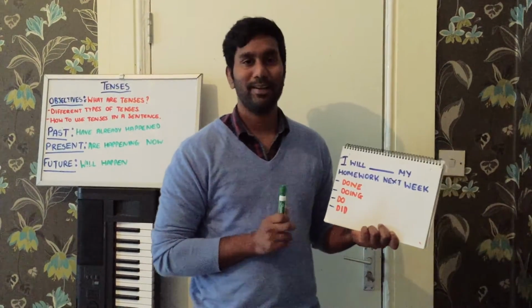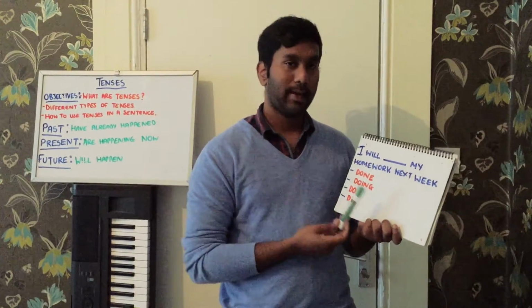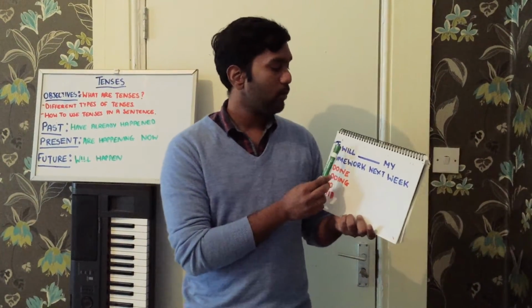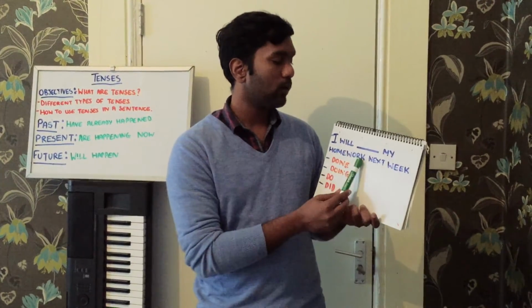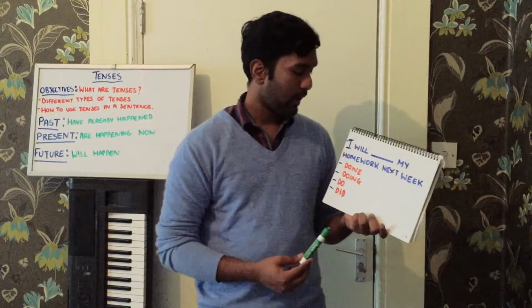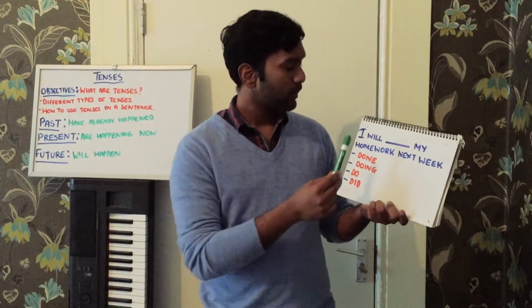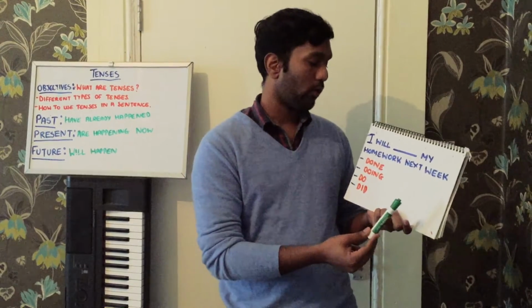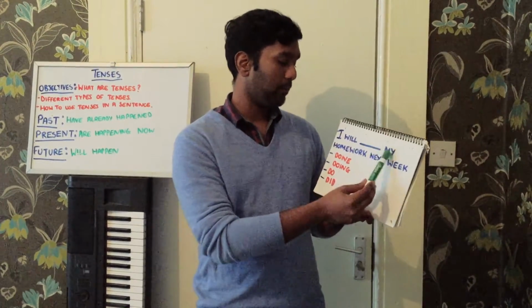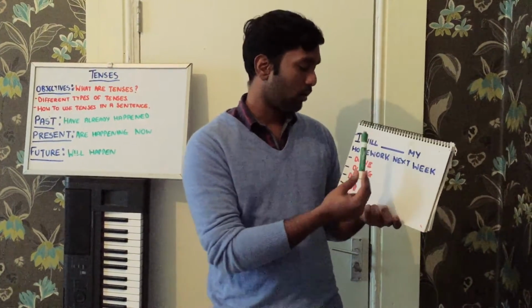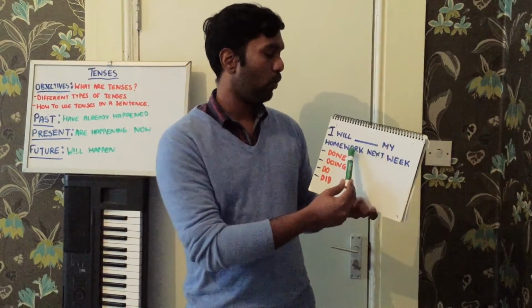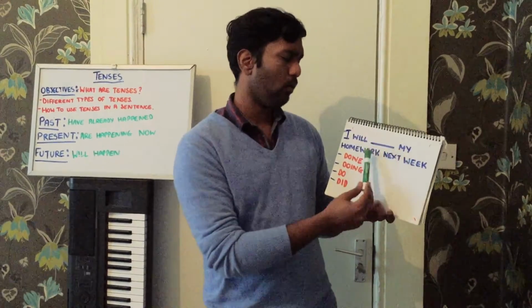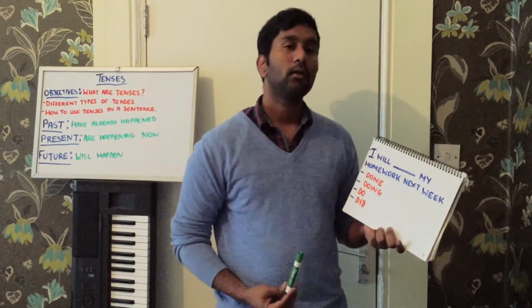And this is the final one. So let's see what tense the sentence belongs to. Alright? Alright. So let's read this. I will dash my homework next week. And let's fill in the blanks. I will done my homework next week, or I will doing my homework next week, or I will do my homework next week, or I will did my homework next week.